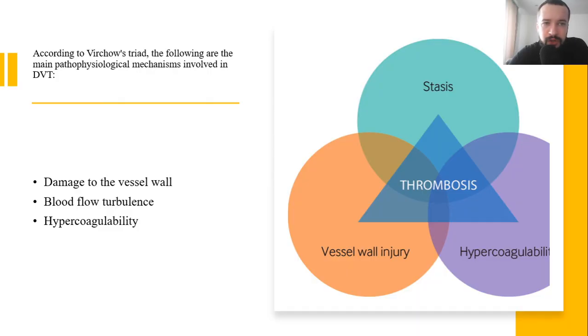According to Virchow's triad, the following are the main pathophysiological mechanisms involved in DVT: damage to the vessel wall, blood flow turbulence, and hypercoagulability. All of these give us a thrombosis. Virchow's triad is something that you will use everywhere. Please remember in this one that we have the damage of the vessels, the blood flow turbulence, and hypercoagulability.